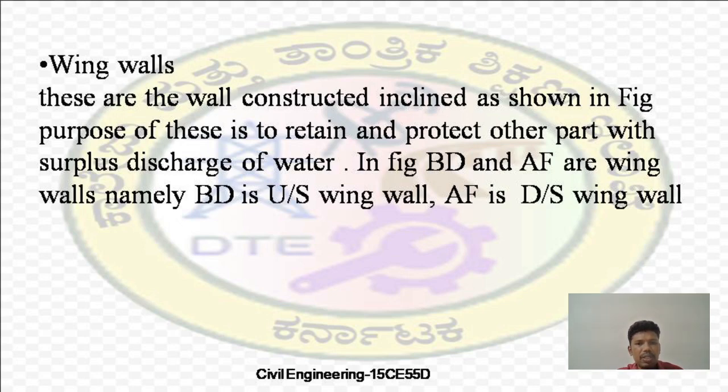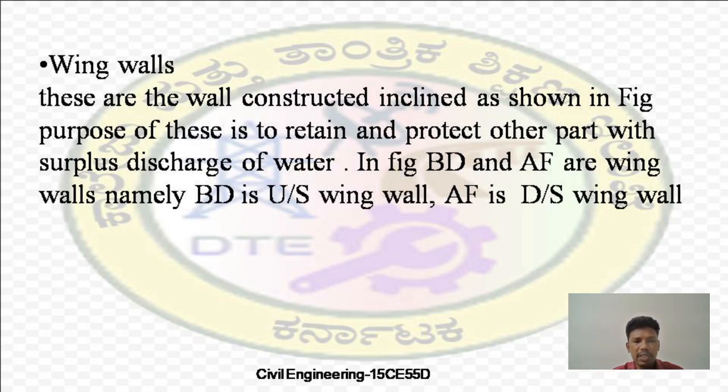As shown in the figure, BD and AF are the what? Wing walls. The purpose of these is to retain and protect other parts with the surplus discharge. Water flows with high velocity towards the downstream side, and it gains energy and velocity. During that time, to avoid damage to the earthen bund, we will provide protection work in the form of a wing wall.